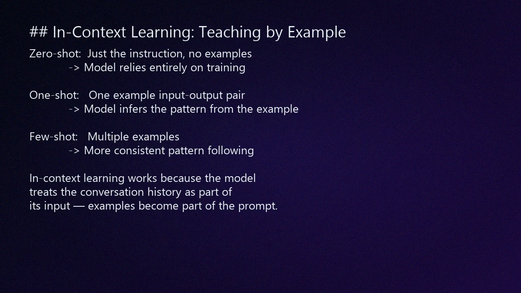When you provide 0 examples, it is called zero-shot. One example is one-shot. Multiple examples is few-shot. Let us see this with a made-up word that the model has never encountered in training, which proves it is genuinely learning from the example in context, not from memorized knowledge.